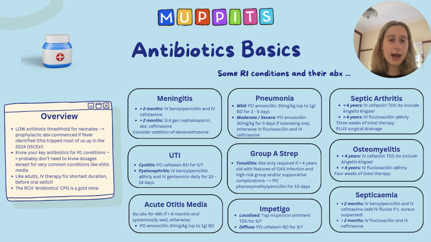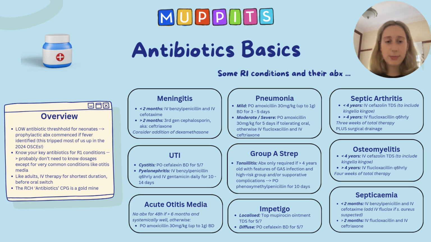Pneumonia is quite similar to adults in terms of if it's mild illness, you're going to give oral amoxicillin. Moderate or severe, if they're tolerating orals, you can give oral amoxicillin. Otherwise, IV Fluclox and ceftriaxone.